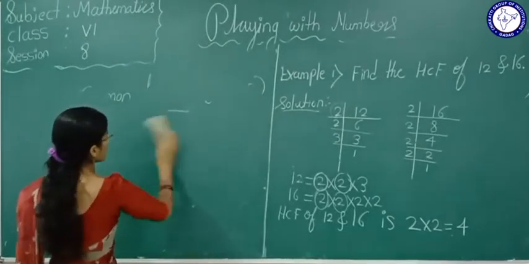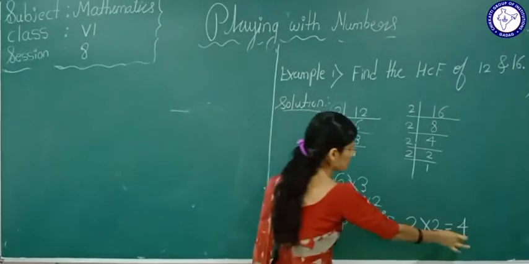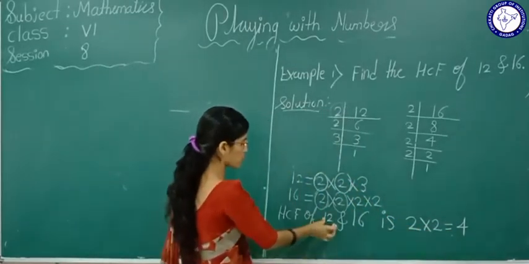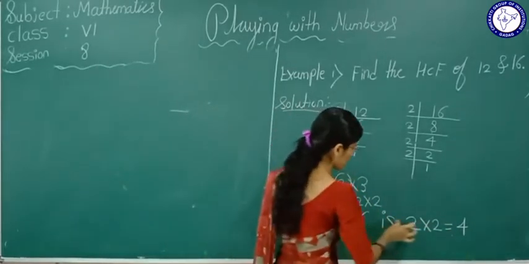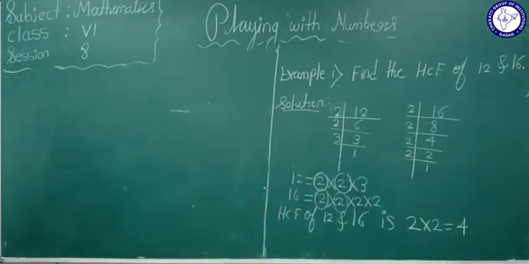So this is the highest common factor. What is the highest common factor? It is 4. The highest common factor of 12 and 16 is what? 4. Okay. Now see a second one.